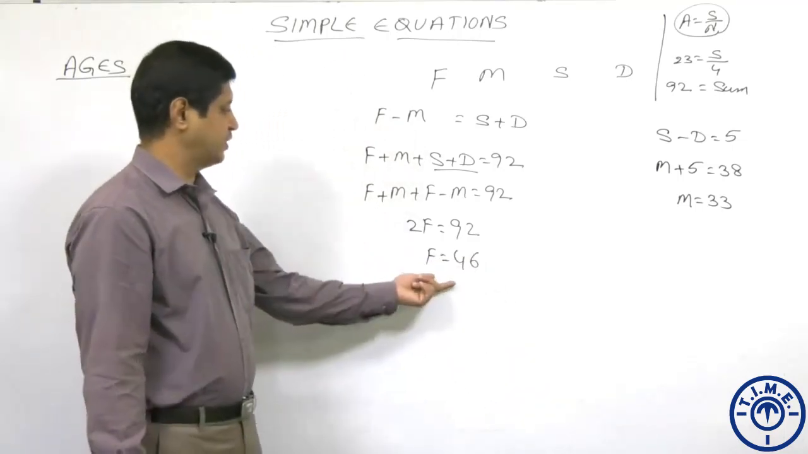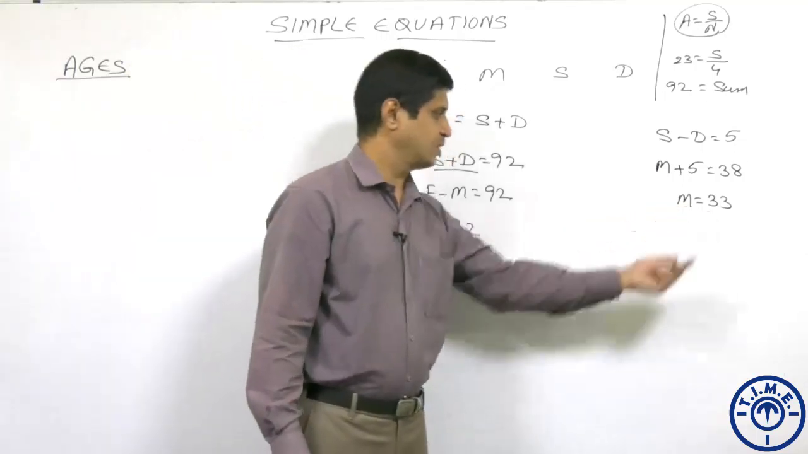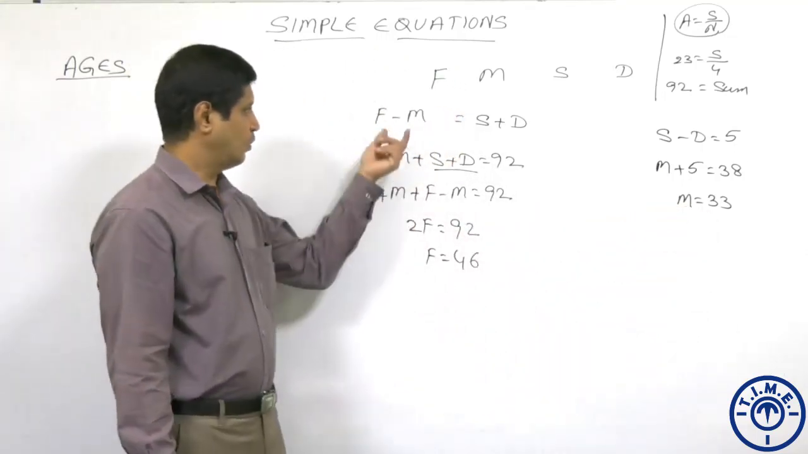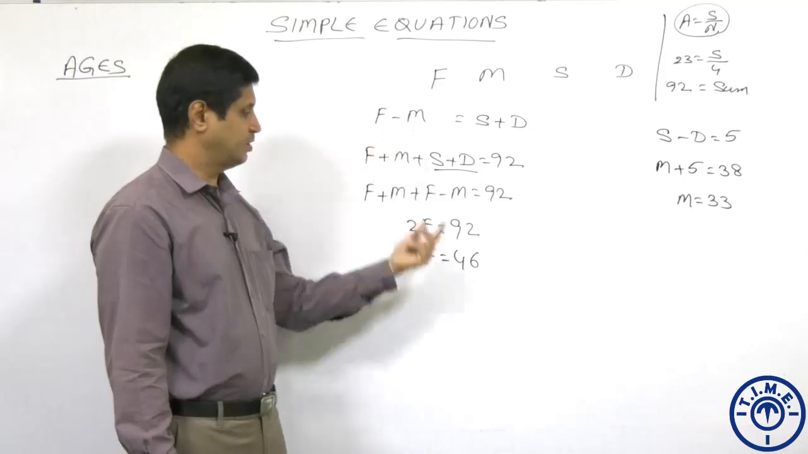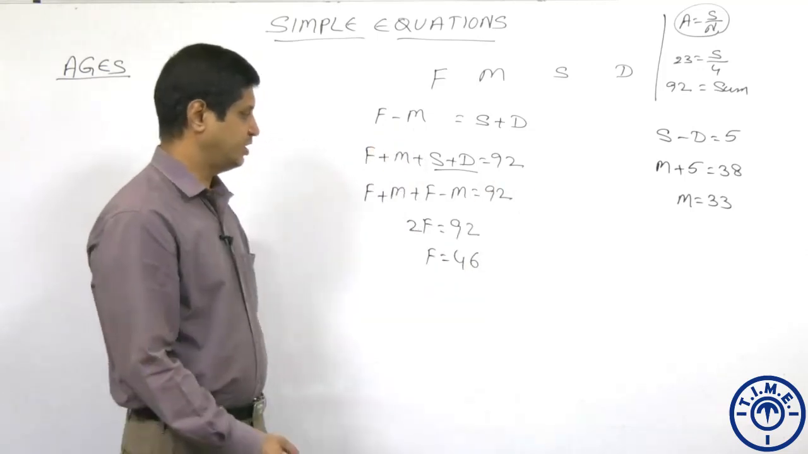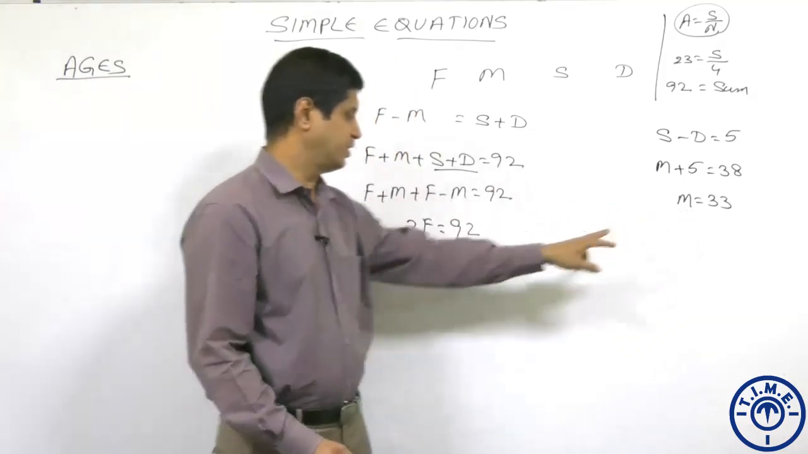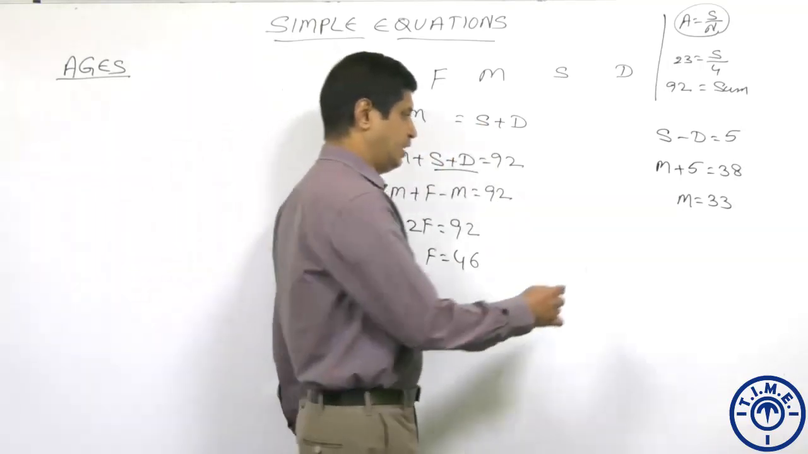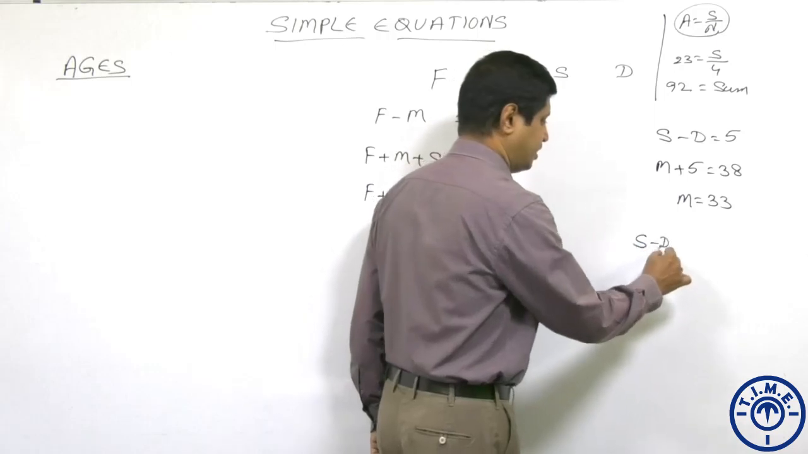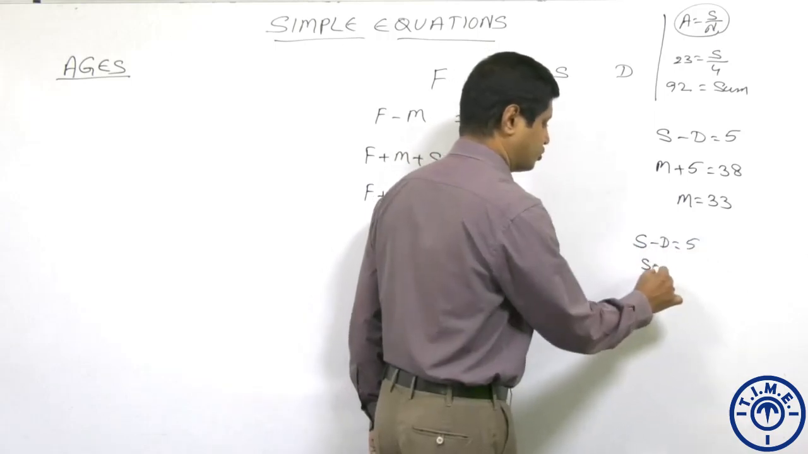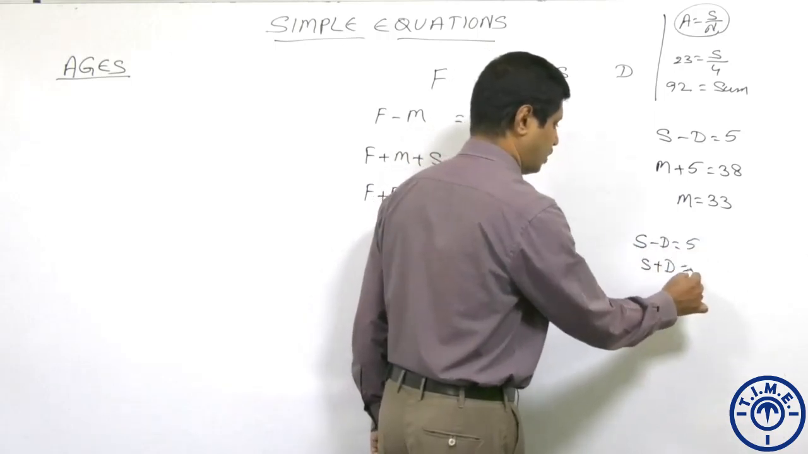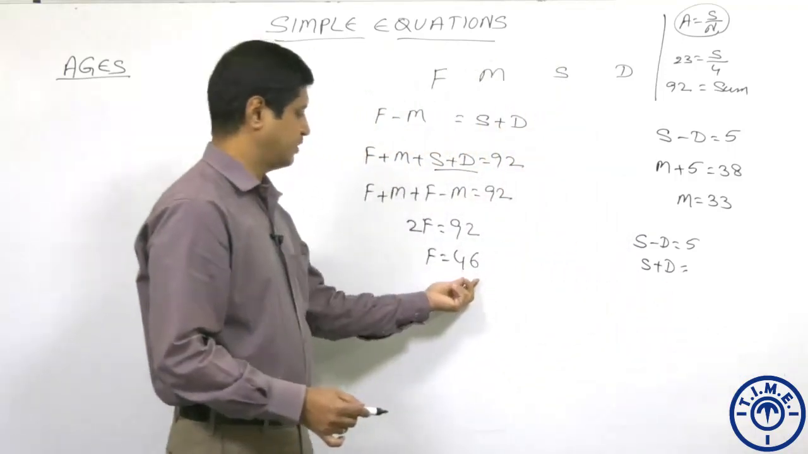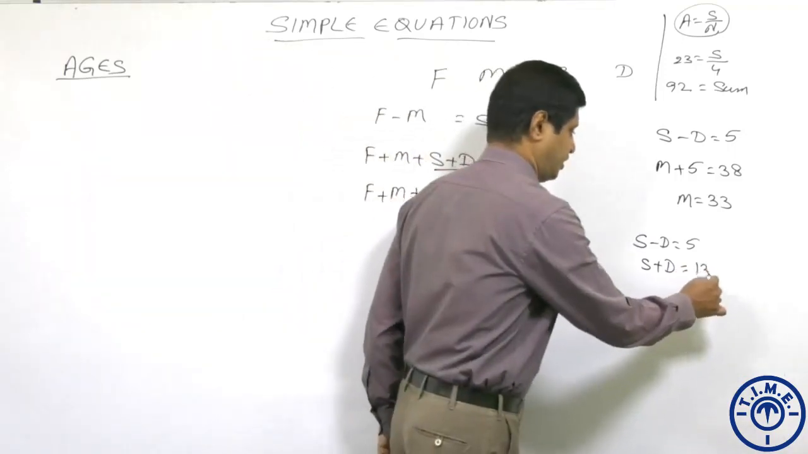Now father's age is 46, mother's age is 33. Now what is the difference of father and mother? 46 and 33, the difference in these two values is 13. That is the value of S plus D. Now S minus D is equal to 5. S plus D is equal to how much? 33 subtracted from 46 results in 13.